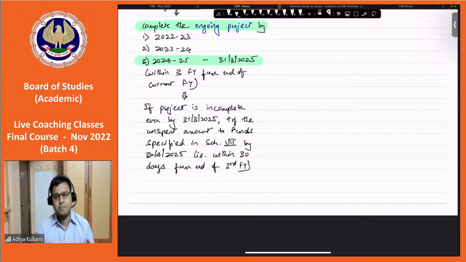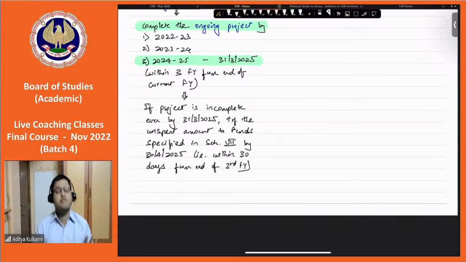Very simple. Government tells, beta, you have to complete your project by 31st March. That intent should be there. Even if the project is not completed after 3 years, government will say, I am not sure whether you will complete the project or not. Kitna time chahiye aapko? I have already given you 3 years.